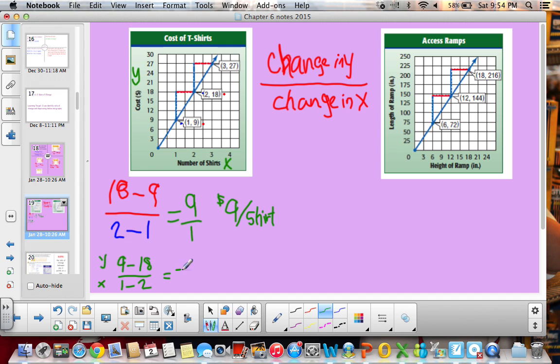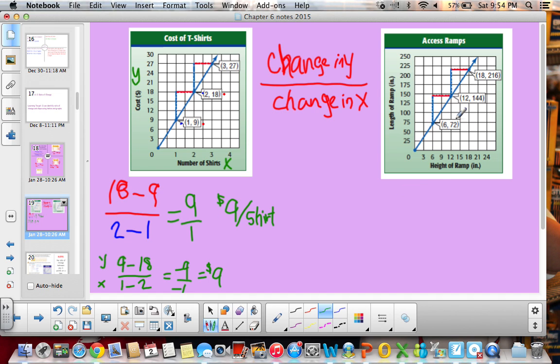So we'd have negative 9 over negative 1. A negative divided by a negative is a positive, so we would still end up with $9 per shirt. If you flipped this around accidentally, you'd have negative 9, but then if you had 2 minus 1, you'd have positive 1, and then the answer would not be correct. So it's really important to keep it in that correct order.